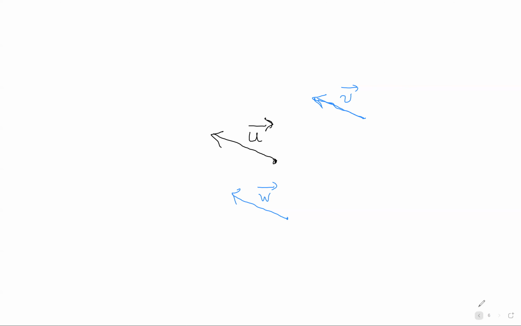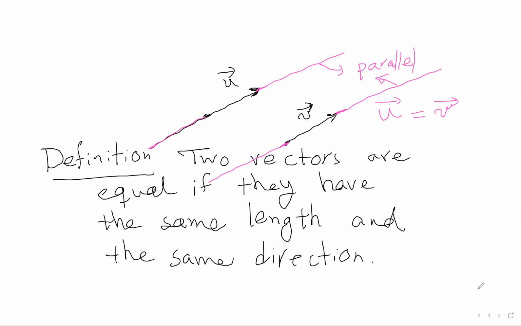And all of them are equal because of this definition, because two vectors are considered equal if they have the same length and the same direction. They don't need to be in the same position.